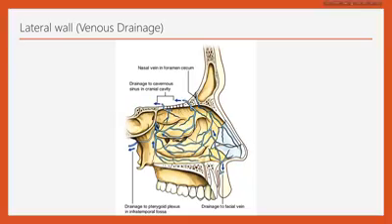If we see the venous drainage, the venous blood from the lateral wall drains into the facial vein in the front, and behind it drains into the retropharyngeal vein and the pterygoid venous plexus. In the above, the venous blood drains into the inferior cerebral veins.